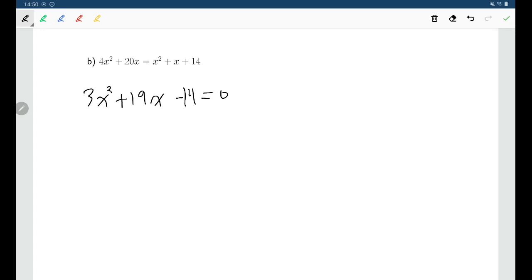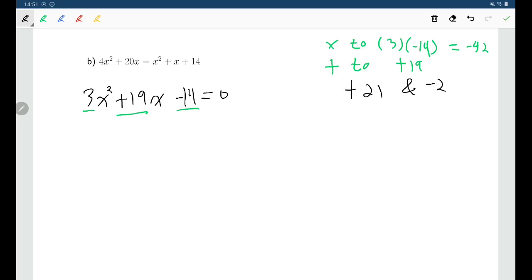And so I'll try to factor this, and this is that kind of polynomial where I'm going to need to find two numbers that multiply together to give me whatever 3 times negative 14 is. So in other words, I'm looking for numbers that multiply together to give me negative 42. And they have to add up together to give me whatever the coefficient of x is. They have to add up to positive 19. And I can find what my two numbers are. I find my two numbers are positive 21 and negative 2. Those multiply to negative 42, and they do add up to 19.